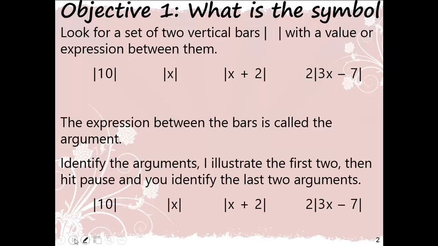What is the symbol? Objective 1. Look for a set of vertical bars. Vertical bars like this right here, they're going to have either a value or they're going to have an expression. Notice that we have a value of 10, and these other examples are all expressions. Here our expression is x, here our expression is x plus 2, and here our expression is 3x minus 7.